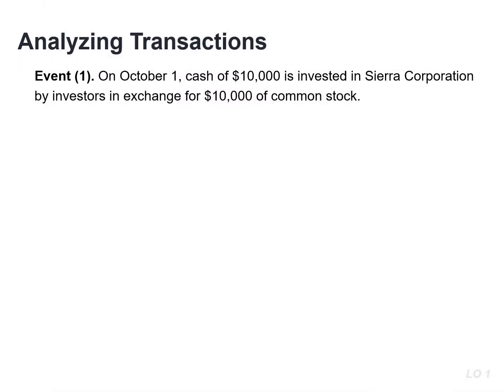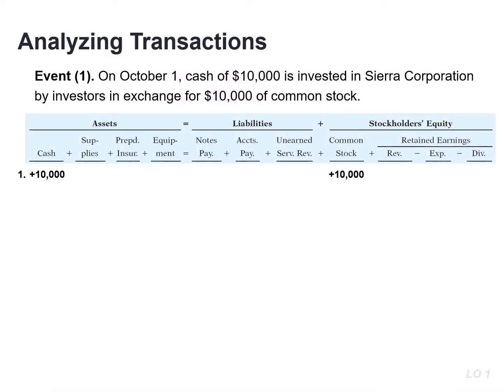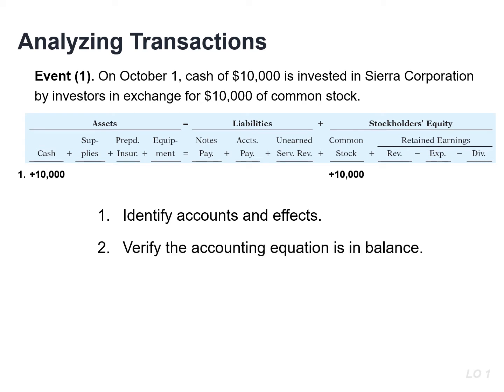Let's analyze business transactions. This event is an accounting transaction that results in an increase in both assets and stockholders' equity. The first thing we do is identify the accounts. In this case, it's cash and common stock, as well as the effects. If the company is receiving cash in exchange for common stock, both of those accounts will be increasing. And again, we want to verify the accounting equation is in balance.